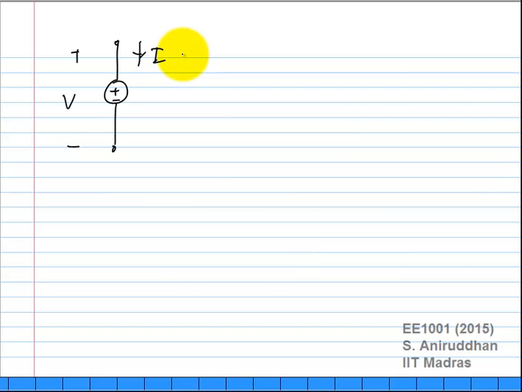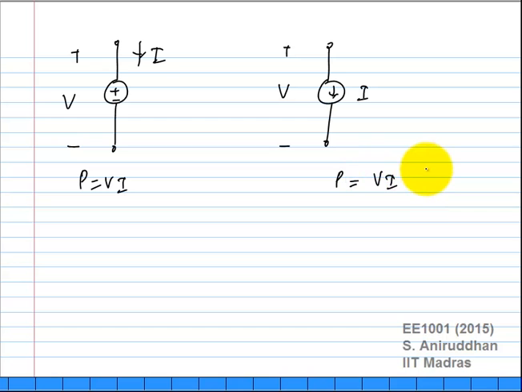Again, if you take a voltage source or a current source, you can define power as V times I for both. So will V times I be positive or negative for a battery? Let's take the example of a voltage source. Will it be positive or negative? For a resistor, it is positive. For a capacitor which is being charged, it is positive. For an inductor where the magnetic field, the flux is being set up, it is positive. What about a battery?